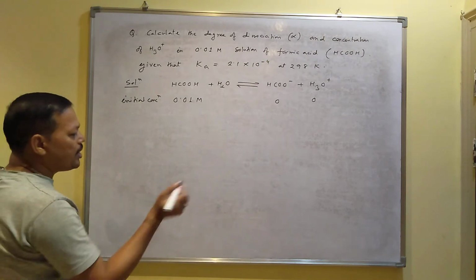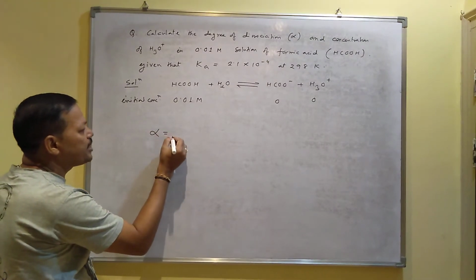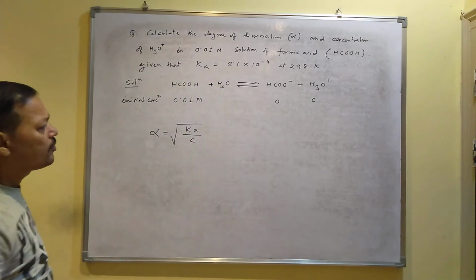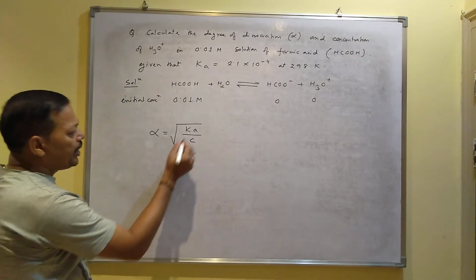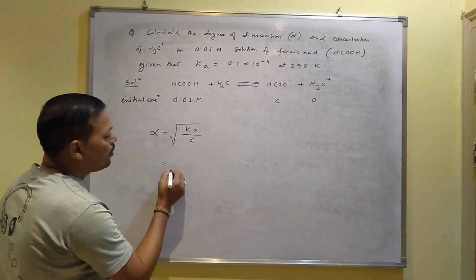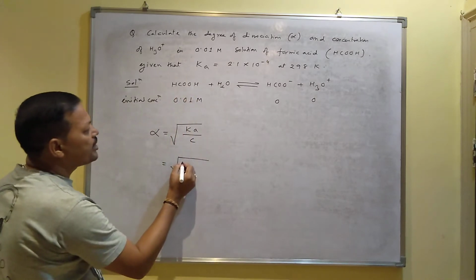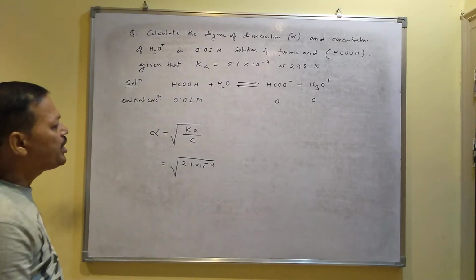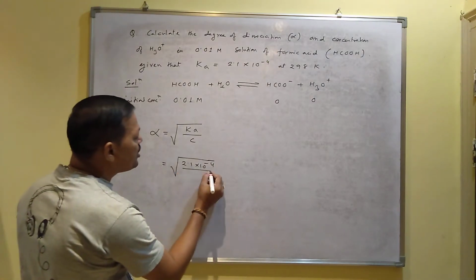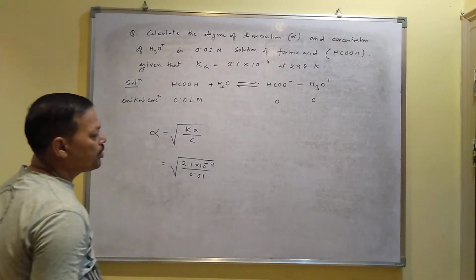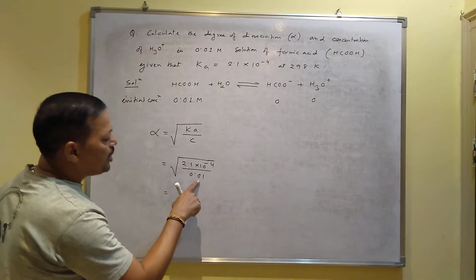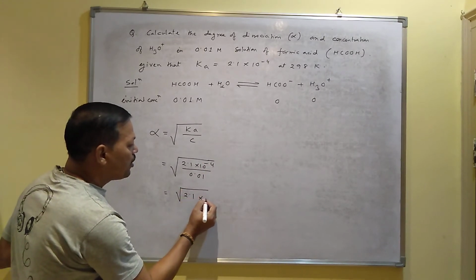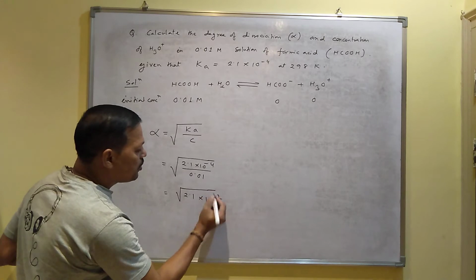As you know, there is the Ostwald dilution law. You have alpha is equal to what? Root over Ka divided by C. So the K value is given. It is given 2.1 into 10 to the power minus 4, the dissociation constant of the acid, divided by the concentration, which is given 0.01 molar. That means it will become 10 to the power minus 2, so 10 to the power plus 2, I mean root over 2.1 into 10 to the power minus 2.